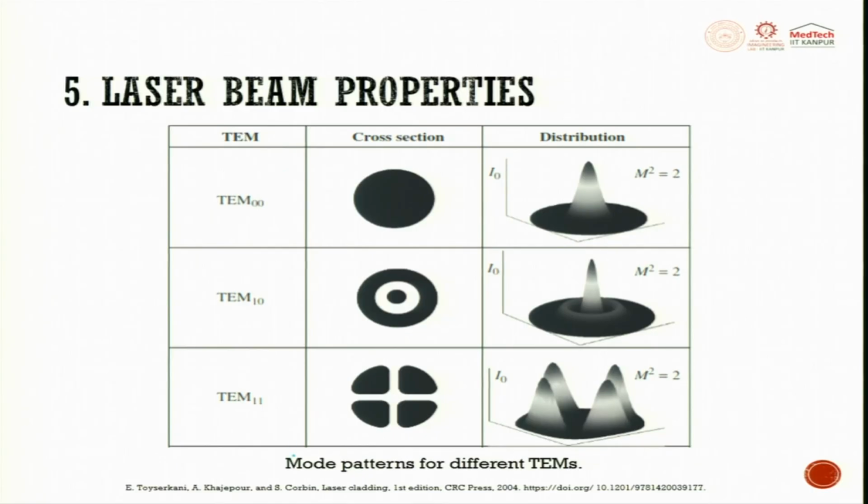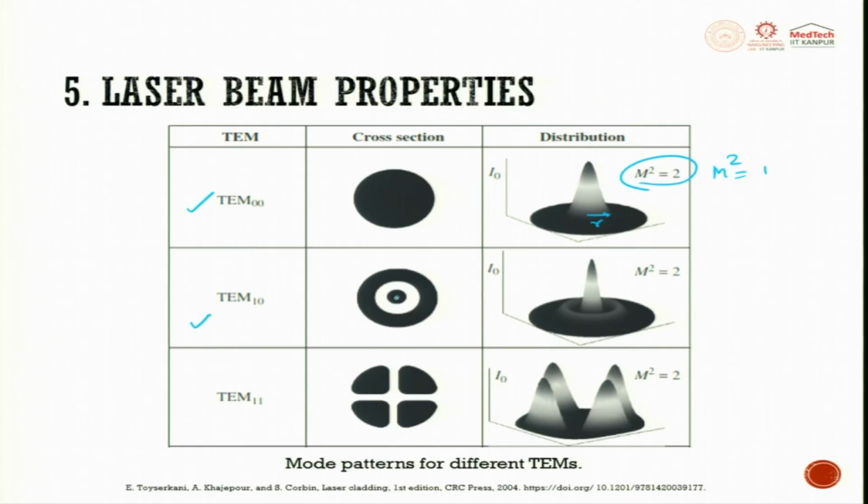So, among the various modes which are generally available for laser, the most common one is TEM00 mode. The cross section will be like this and the Gaussian distribution will be like this. This is called I naught and this is called the radius r. The M square value is 2. Generally, the M square value should be close to 1. 2 means the beam is not going to give you a good result when you finally develop the part.